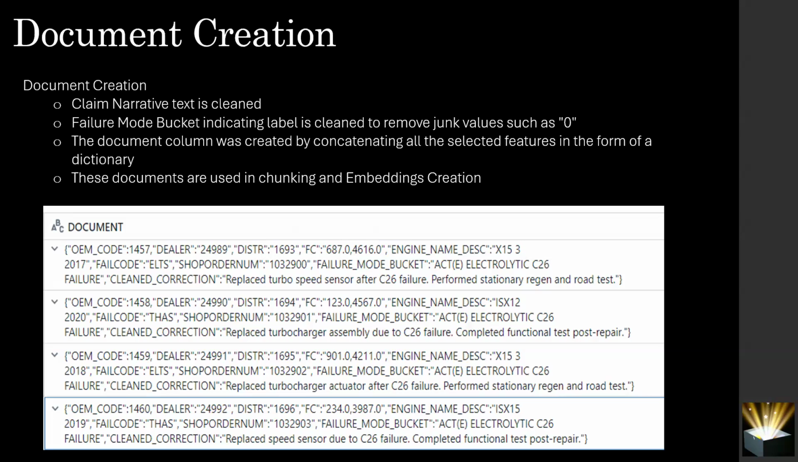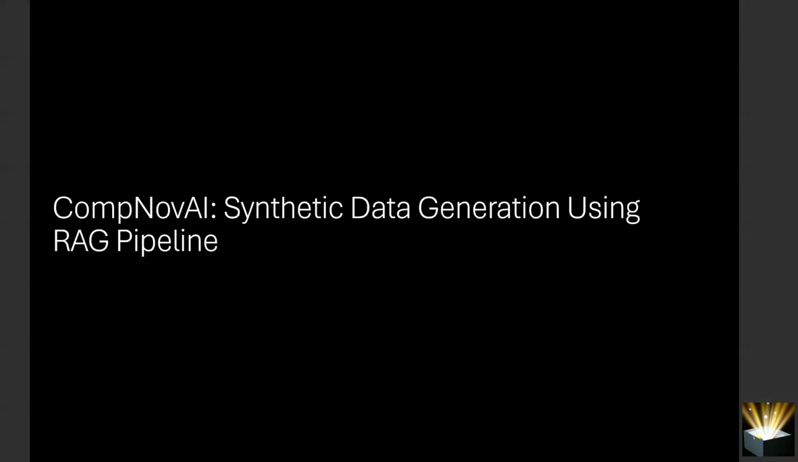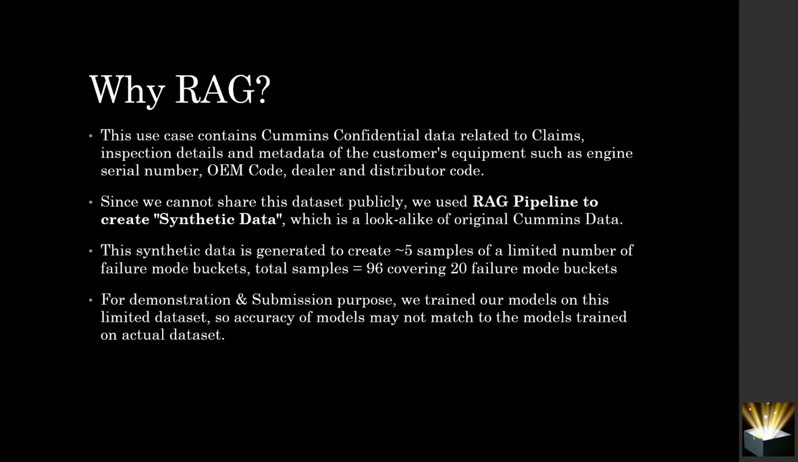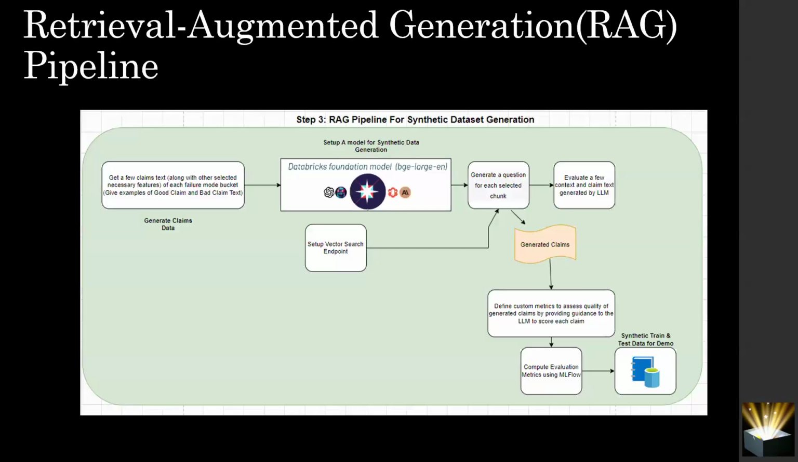creating chunking and embeddings. In order to abide by the Cummins data security policy, synthetic data is being used as an alternative to the corporate data that would only change the technical information of the data while keeping the data structure intact. The RAG pipeline is being used to generate the synthetic data. The same data set is being used for demonstration of this project outside of the Cummins organization.